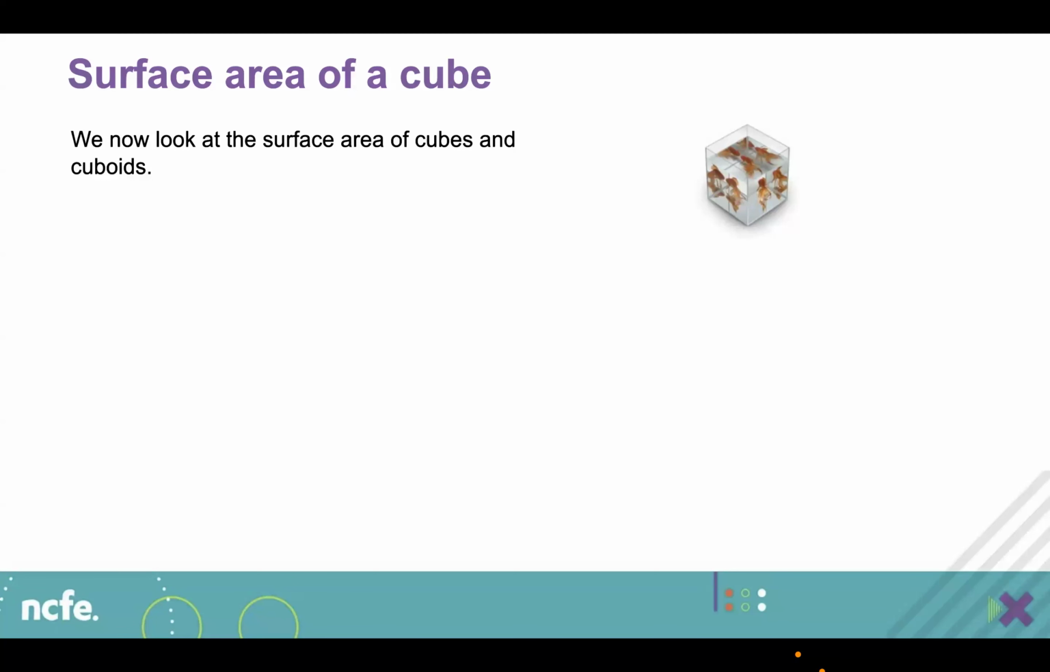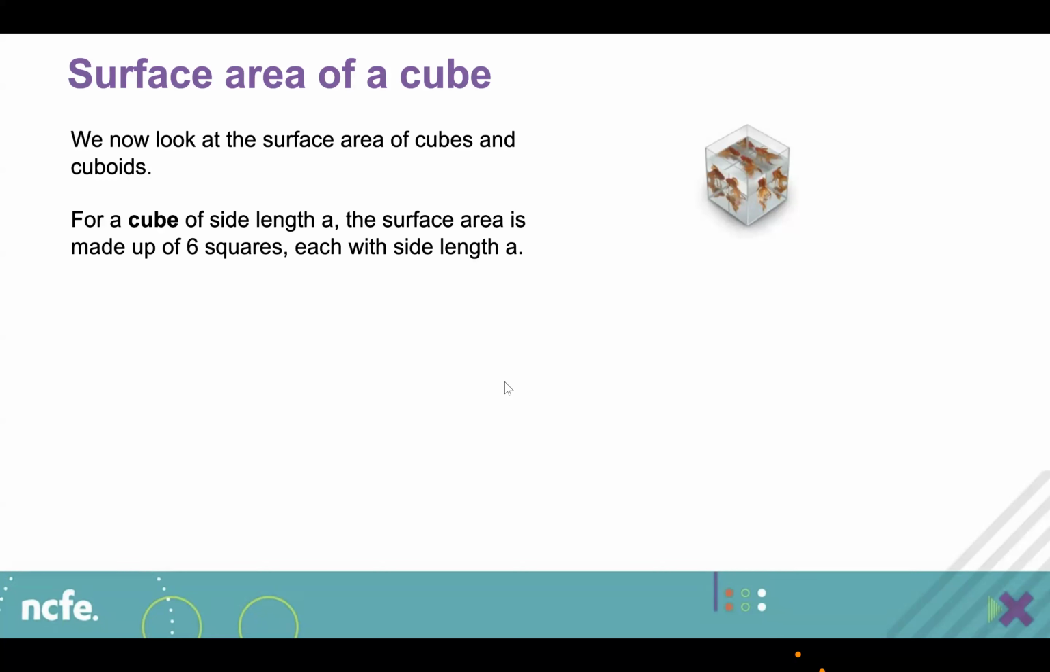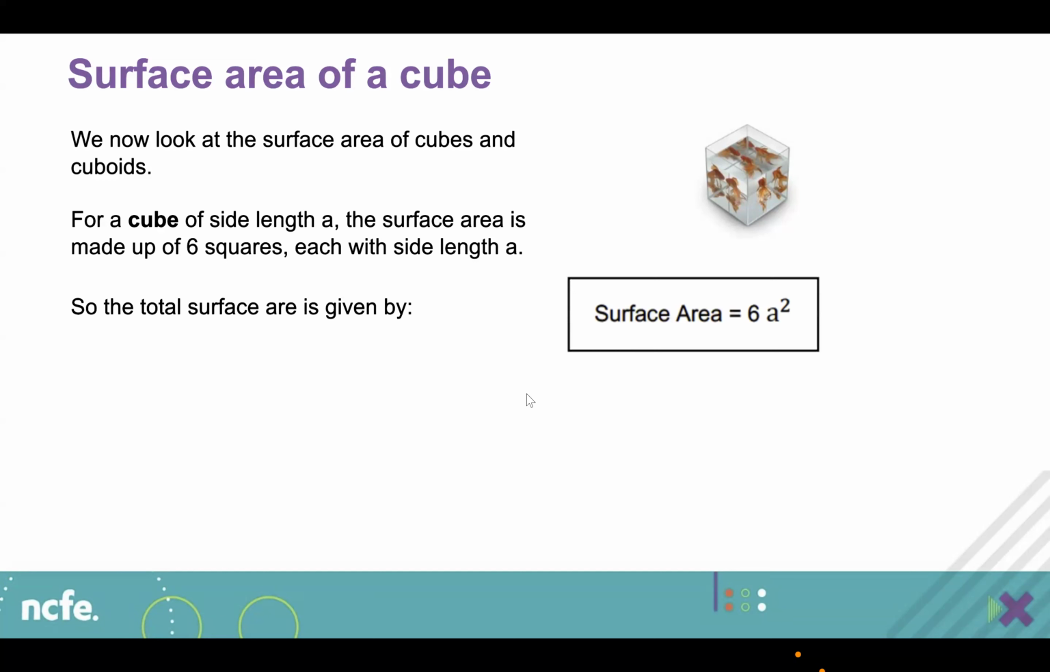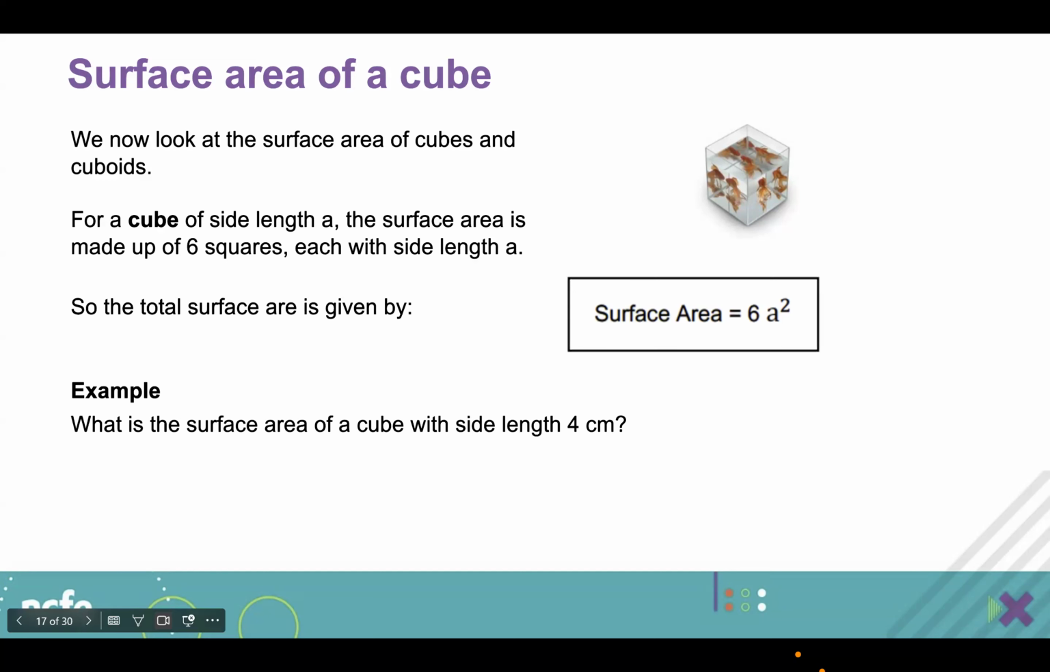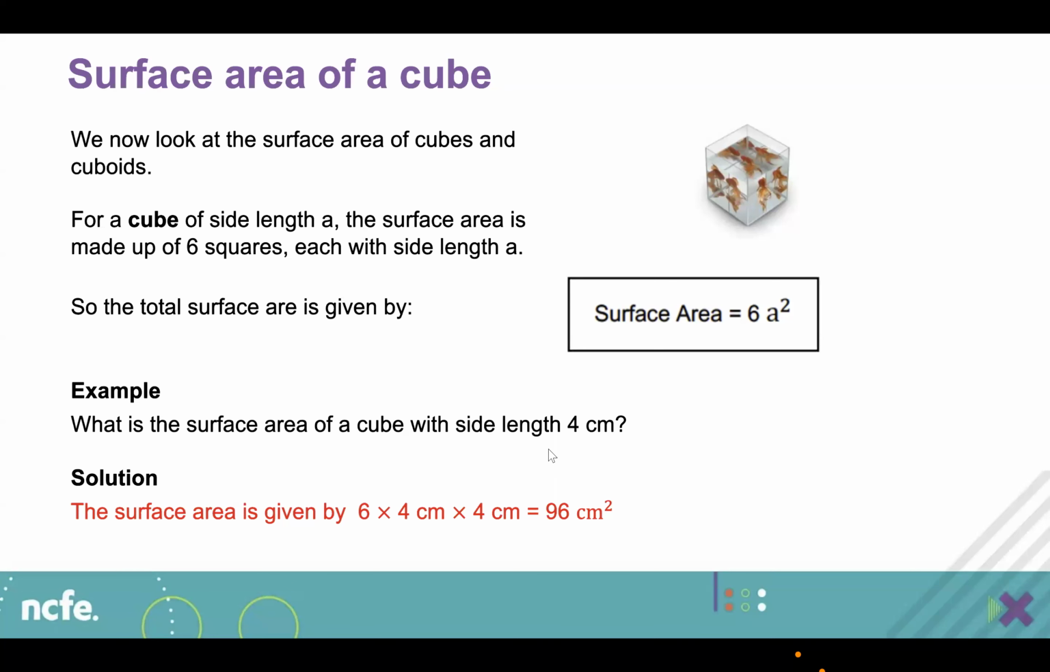We now look at the surface area of cubes and cuboids. So for a cube of side length A, the surface area is made up of six squares each of side length A, so the total surface area is 6A squared. Example, what is the surface area of a cube with side length 4? So this would be 6 times 4 squared, which is 6 times 16, which equals 96, guys. So the answer would be 96 here.